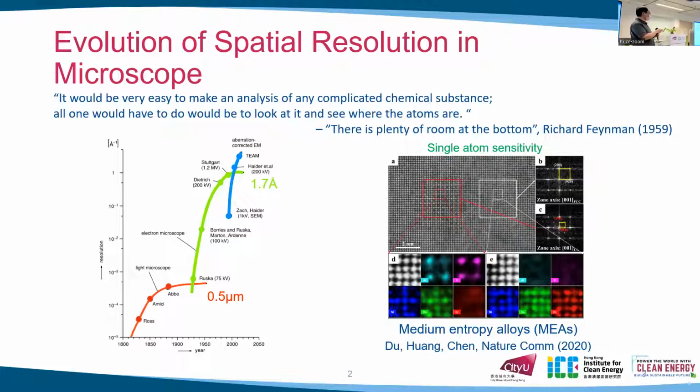Here is one example that one of our members took. Here we can see every atom in the image, and from the diffraction pattern, we can also determine the structure. Also, we can determine each element. So currently, our electron microscope technique has met Feynman's expectation. But there are still some bottlenecks of current microscopes.